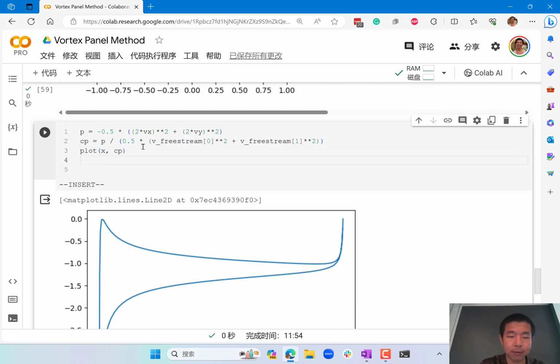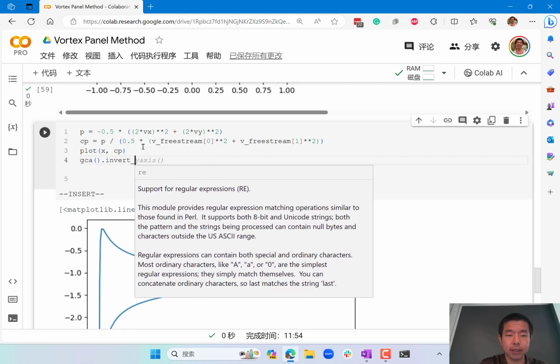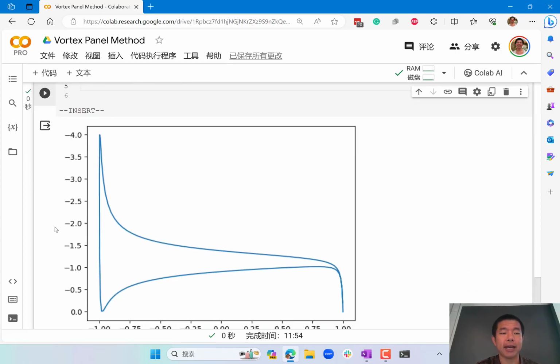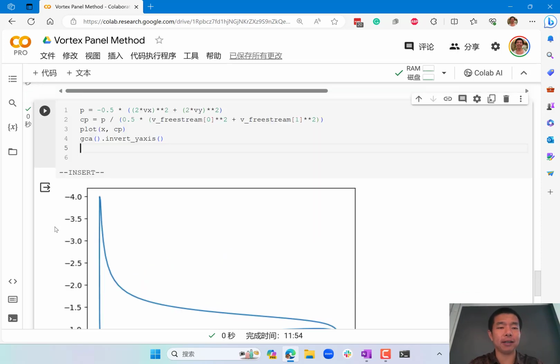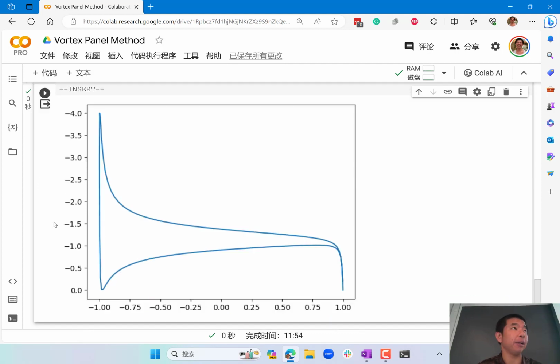And normally when we plot it, we invert the y-axis. So we normally look at the pressure distribution with suction being upward and pressure being downward. So this is the distribution of pressure on this ellipse.